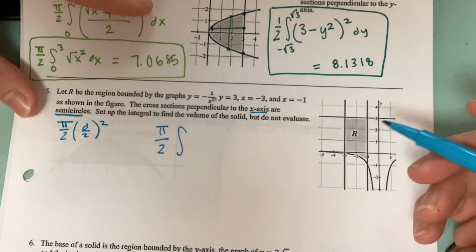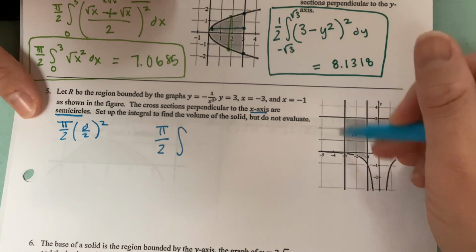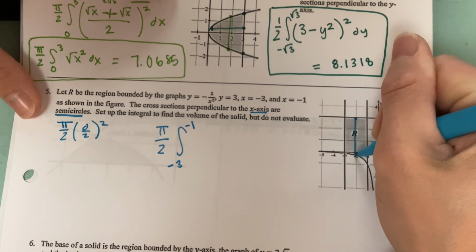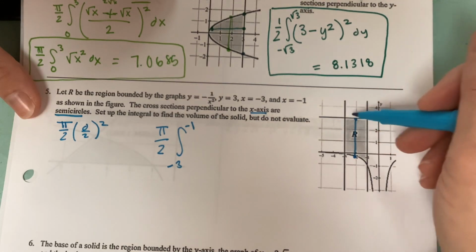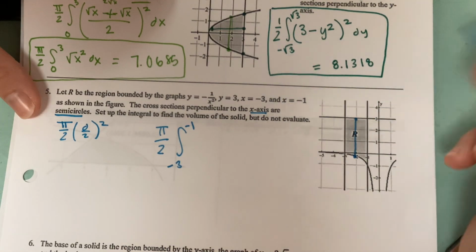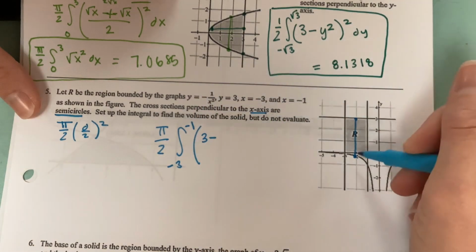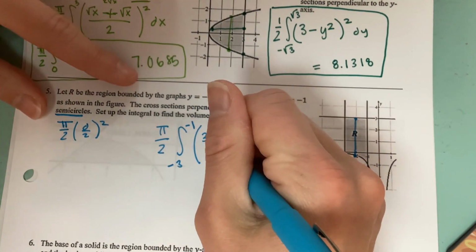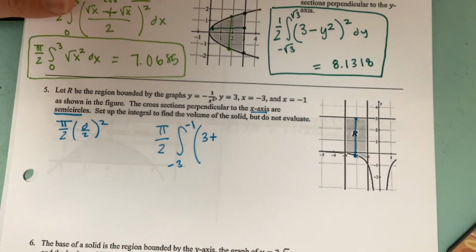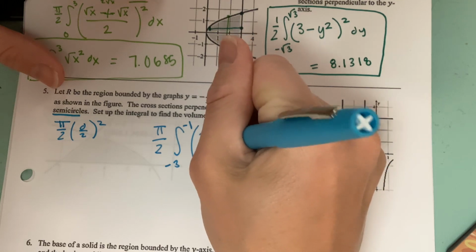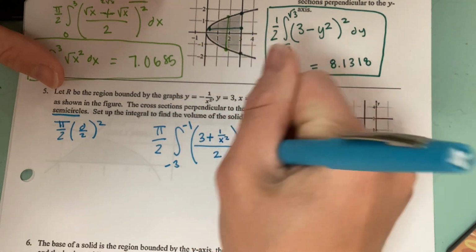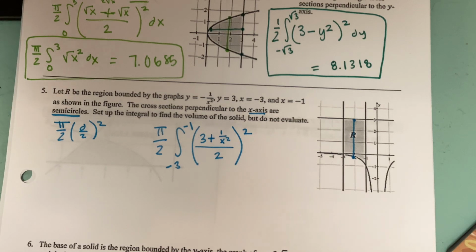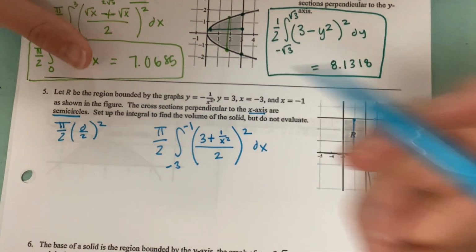Because we're in terms of x, we need to find our x numbers. So we are going from, it looks like, -3 to -1. And we are in terms of x, so I'm going to draw a little line here. The top function is going to be 3. The bottom function is going to be -1 over x squared. So double negative is going to turn positive, 1 over x squared. All of that's going to be divided by 2, and then squared. It just says set up the integral, so you don't have to simplify if you don't want to. And dx.